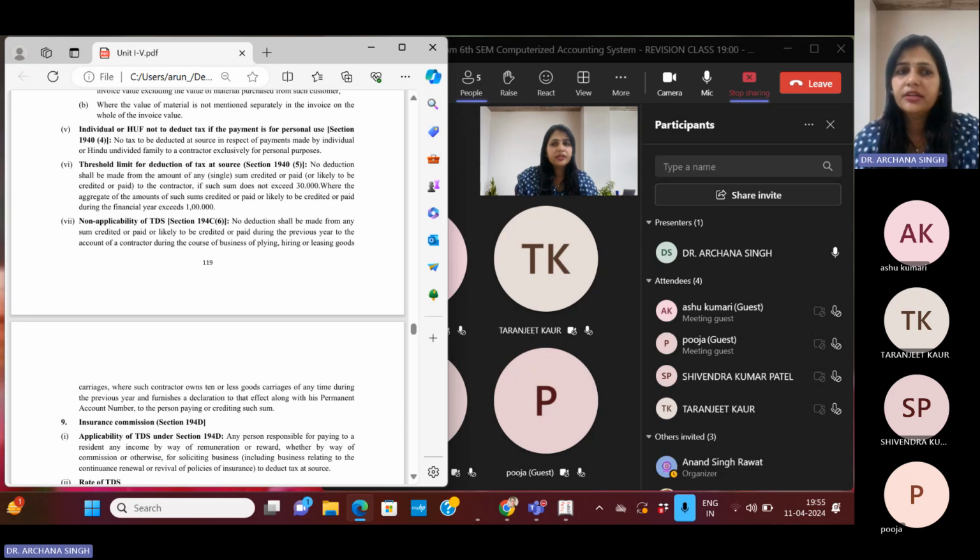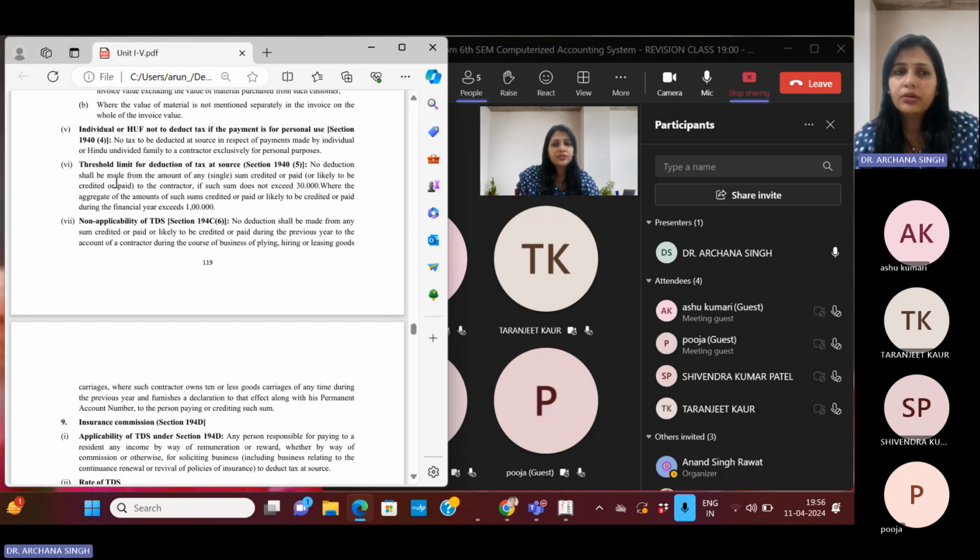Then, Hindu Undivided Family or individual not to deduct tax if the payment is for personal use, and it comes under section 194C subsection 4. If a payment made by an individual is for personal purposes, then no tax will be deducted. So no tax to be deducted at source in respect of payments made by an individual or HUF to a contractor exclusively for their personal purpose.